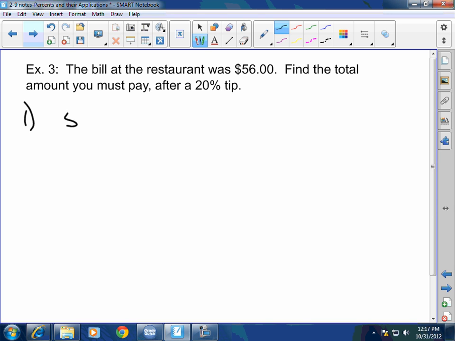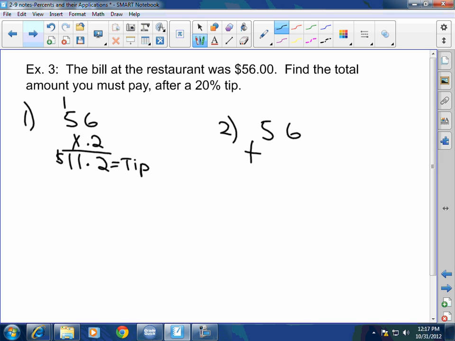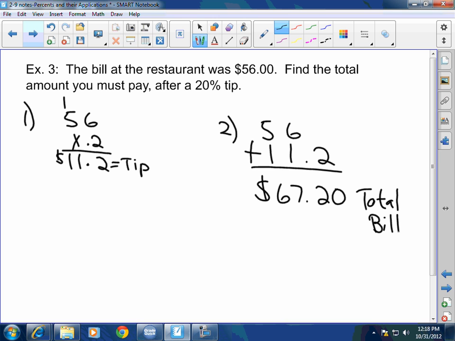So step one, $56 times 20%, which is 0.20. That's going to be $11.20. That equals the tip. You are going to add that tip. This is like a markup. Remember you were asking why do you add it? It's just like a markup. You're adding this to the original. So step two, you pay $56 for the meal plus $11.20 for the tip. So in the end, you paid $67.20 total for the meal. That's your total bill after tip. Does that make sense?